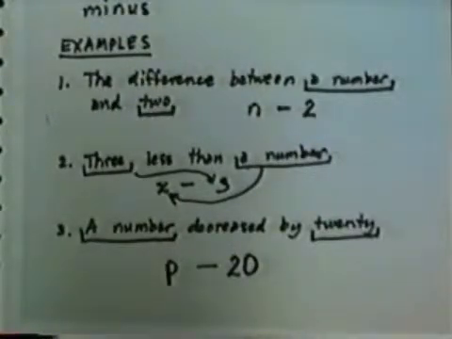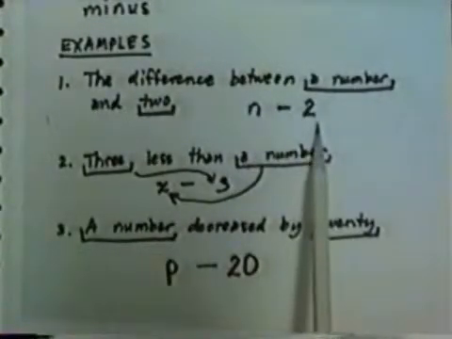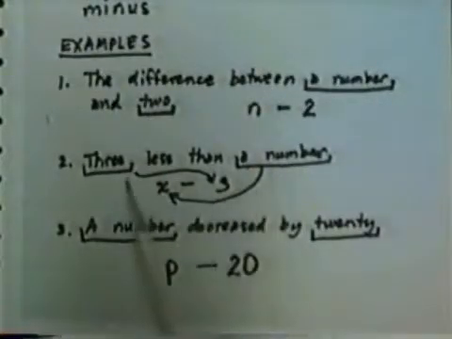Usually, the numbers in subtraction occur in the order they're written in the words. A number decreased by 20, the variable P minus 20. The difference between a number and 2, the variable N, subtract 2. But in the case of less than, we have to reverse the order.